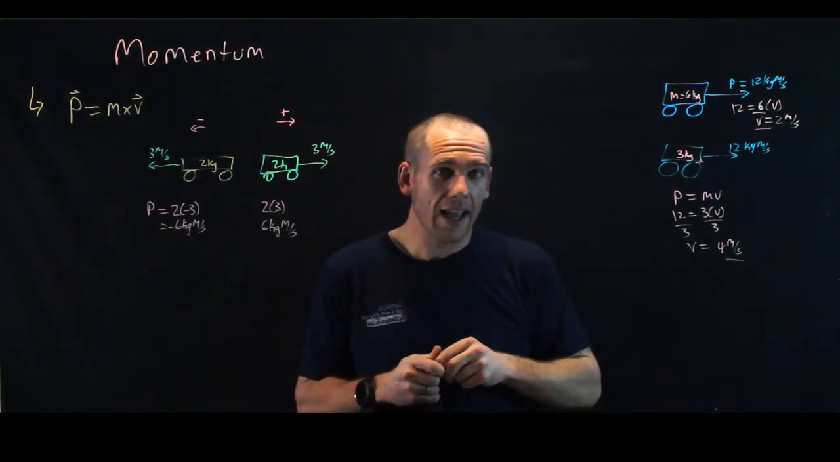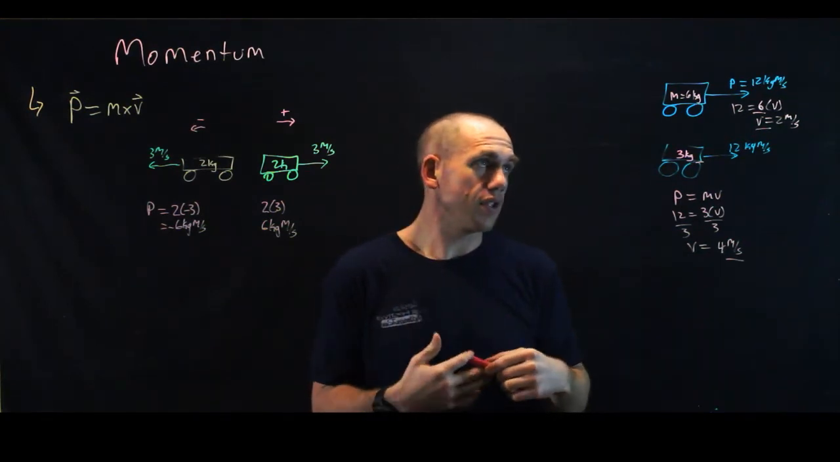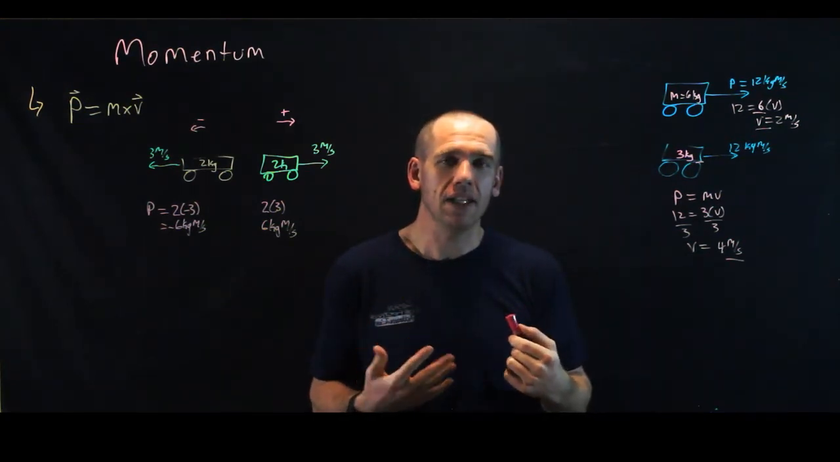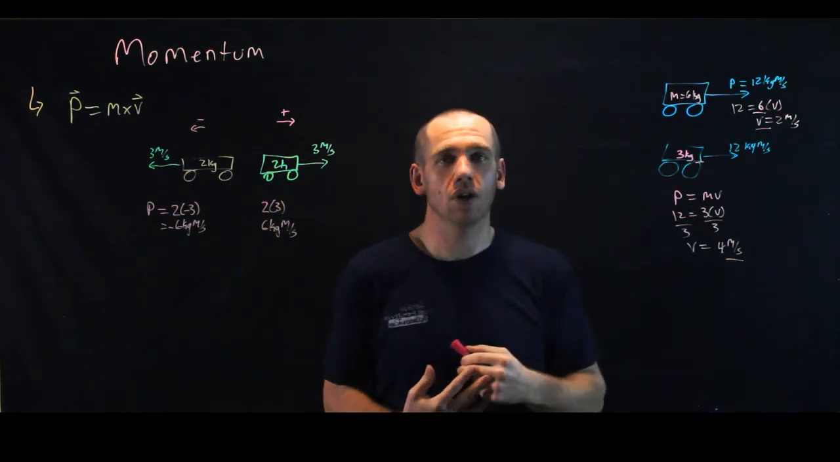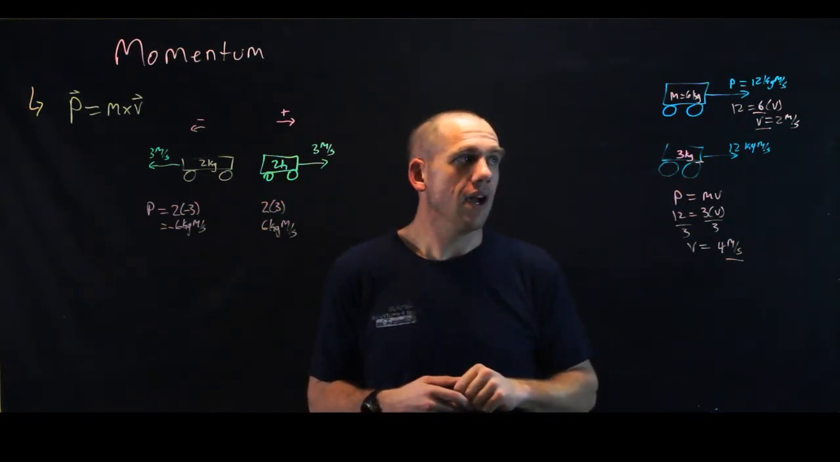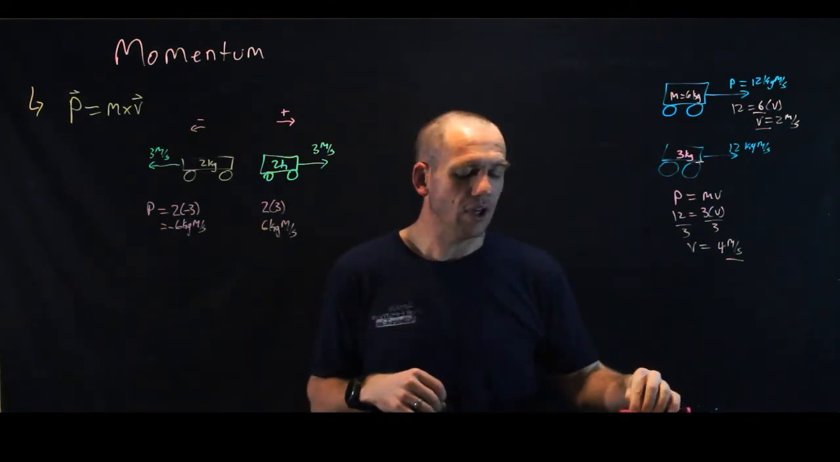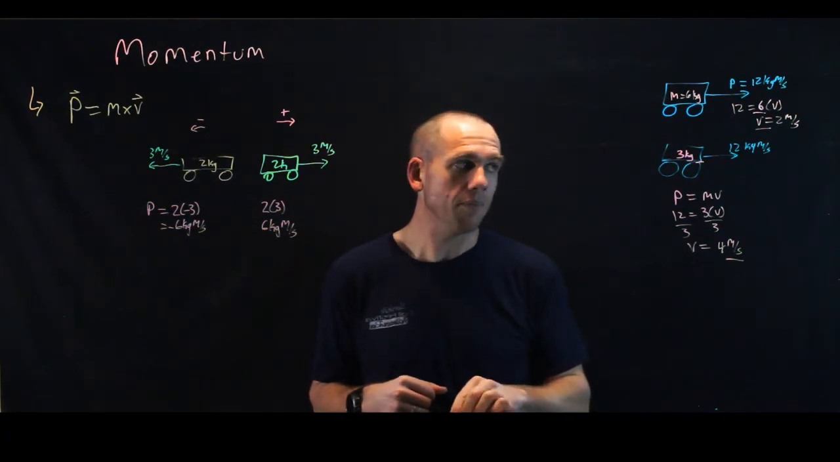So any combination of mass and velocity that gets me to the same momentum means those carts have the same momentum. What does that mean? It means they'd both be equally hard to stop. Okay? There's one other way both of those carts could have the same momentum. They could both be at rest, because an object at rest has no momentum. Its velocity is 0, so its momentum is 0.